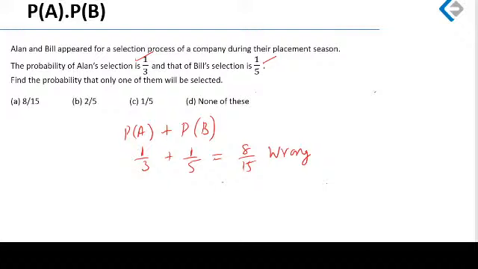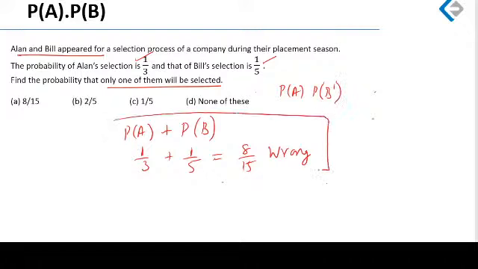There are two fellows here. Both of them appeared for the selection process, Alan and Bill. And finally, we want only one of them to be selected. What should you do here? Alan got selected, and Bill did not get selected. Listen, that's important, because if you write this piece of information wrongly, it has gone wrong.